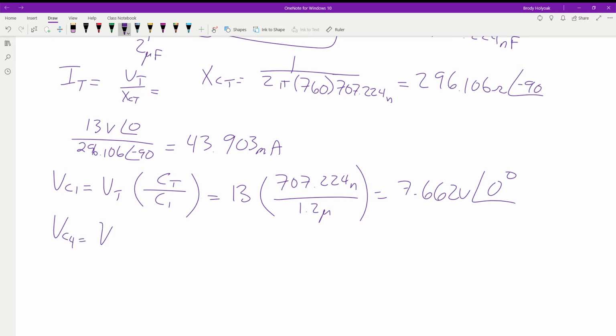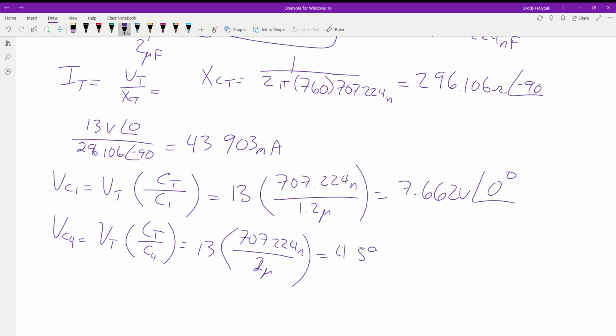Voltage for capacitor 4, we'll do the same thing, except we'll swap out capacitor 4's value. So we get 13 times 707.224 nano divided by the 2 micro. That gives us the 4.597 volts.